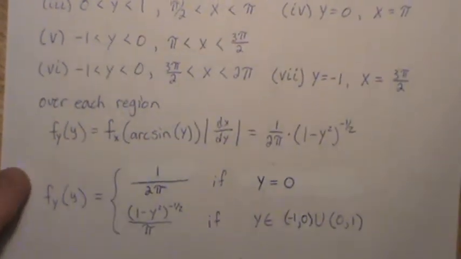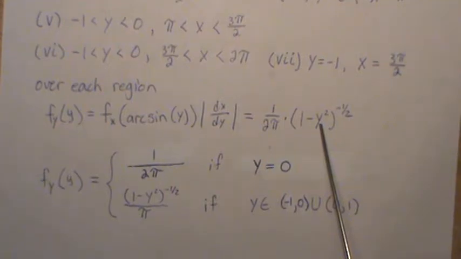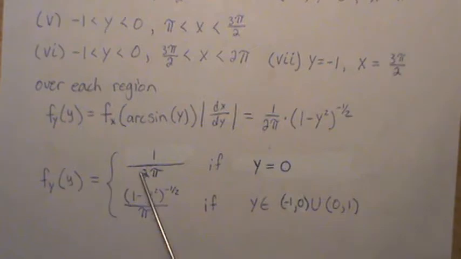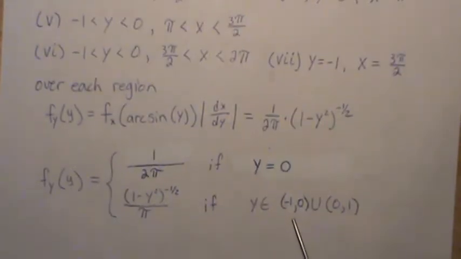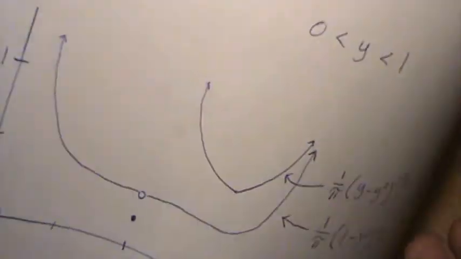And of course it works for the others. So this is the density. So when y is 0, that goes to 0, so it's 1 over 2 pi. That's the functional value. And then at all the other regions, not including 1 and -1, it's this value, which is this. So this is the density for sine of x. And I'll show you a graph of what that looks like on the next page.